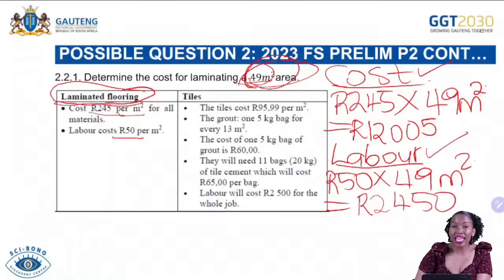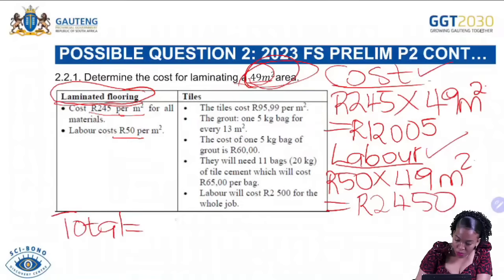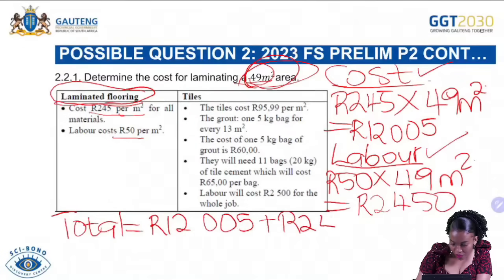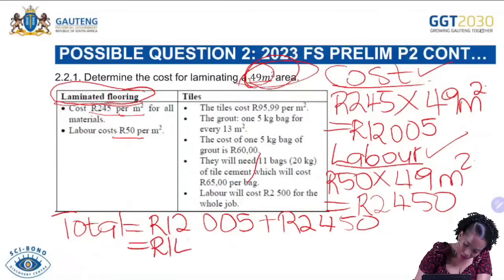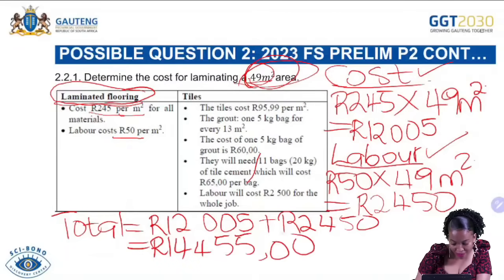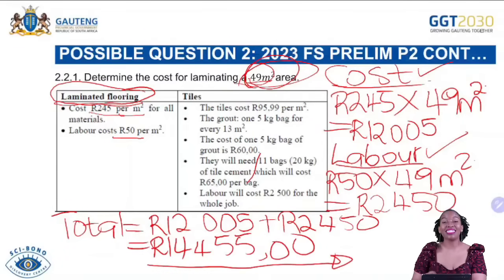So we have the cost for the lamination. We have the cost for labor. Are we done? No, we want the total. So the total will be equals to 12,005 rand plus the 2,450 for labor. And then you add the two. I got 14,455 rands. Guys, I hope you got the same answer. If you got this one correct, you are definitely ready for Monday's paper.